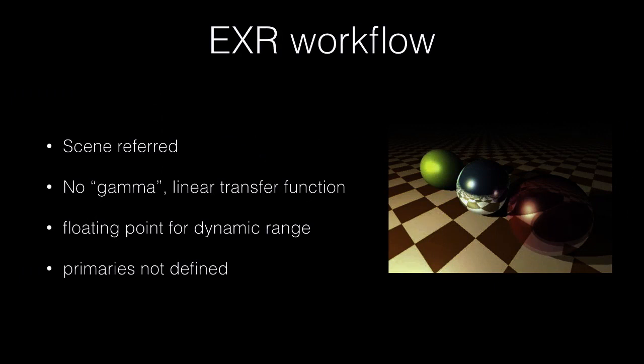When working with an EXR workflow, a high dynamic range workflow, it's called a scene-referred workflow, in the sense that we don't care about the output. We actually measure the dynamic range of the actual scene. So in most cases, you won't have any gamma. We're working with a truly linear transfer function, and we also use floating point to store the whole dynamic range. The problem with that is that primaries are not defined.